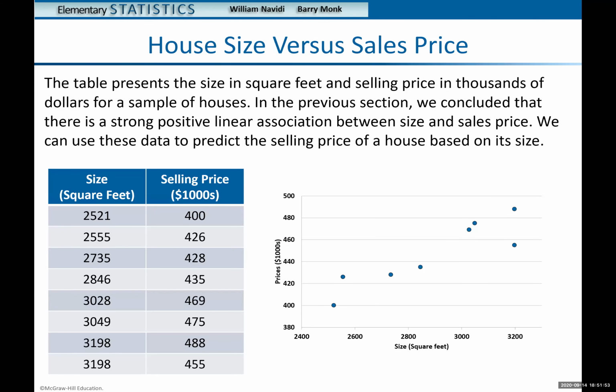So let's compute now the line, the exact line of this same example. So remember from 4.1, the house size versus the sales price. So you know how to get this scatter plot. So the table presents the size in square feet and selling price in thousands of dollars for a sample of houses. In the previous section, we concluded that there is strong positive linear association between size and sales price. So we can use the data to predict the selling price of a house based on its size.